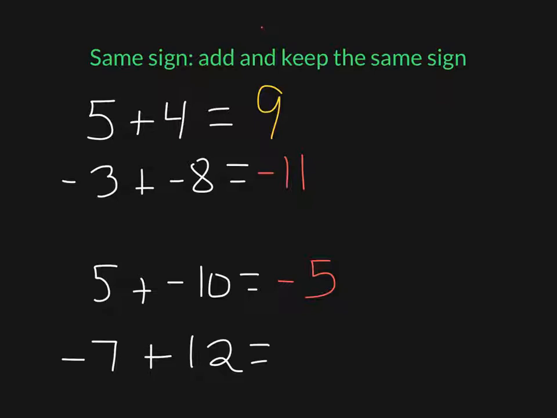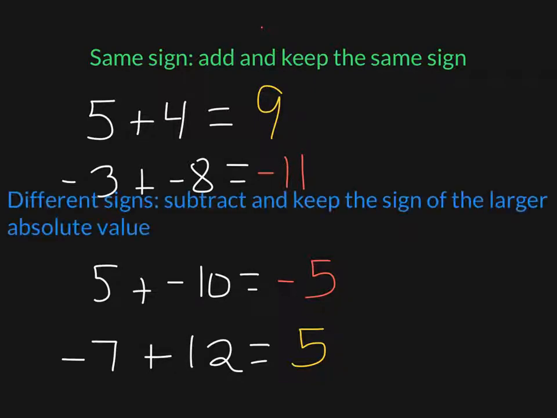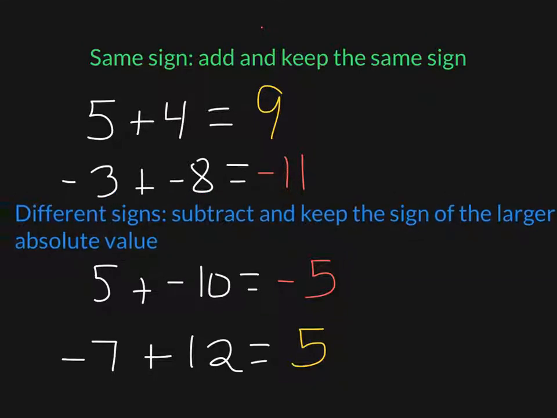-7 plus 12. Again, those are opposites. So we take those 7 pairs of opposites out, and that's going to leave me with 5 yellow tiles, or +5. So again, if the signs are different, we subtract and keep the sign of the larger absolute value, or the color of tiles we have more of. And that is how you add integers.